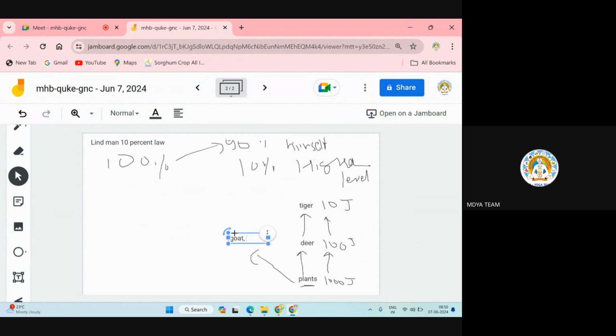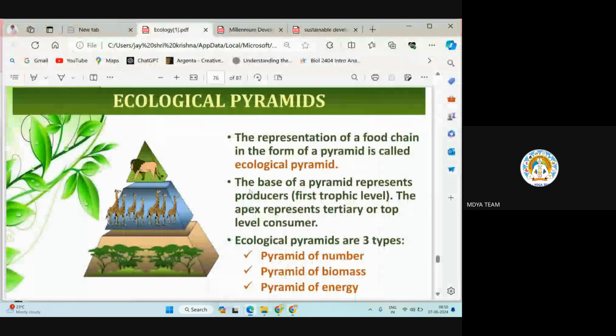And from a humanitarian point of view, it's always there. So Lindemann 10% law is 90% energy an organism will use itself, only 10% will reach the higher level. Next, ecological pyramid. So we have three types of ecological pyramid, and this is very, very important.